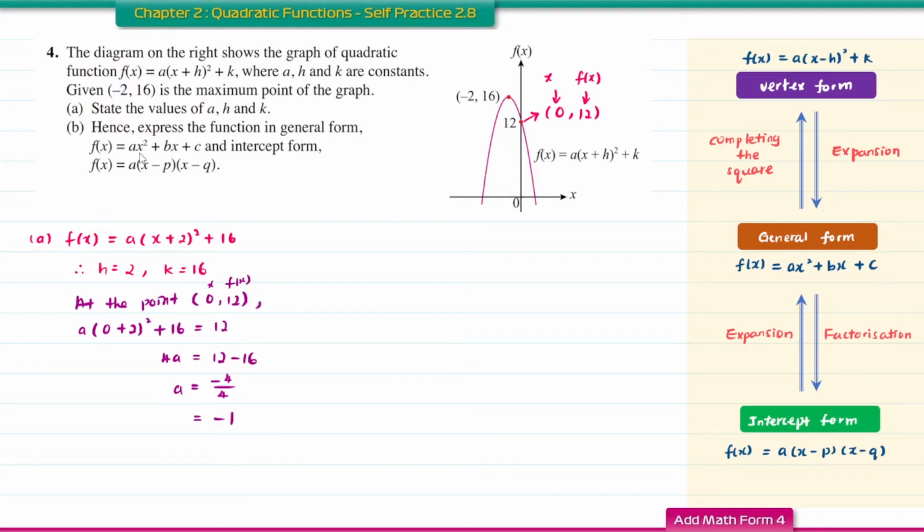Question B. Hence, express the function in general form and intercept form. Now, as we know the values of a, h, and k, the function in vertex form will be negative (x plus 2) squared plus 16. To change it to general form, we're going to do the expansions.